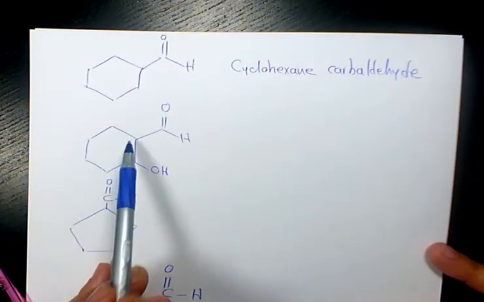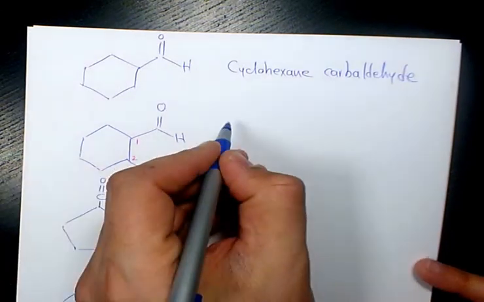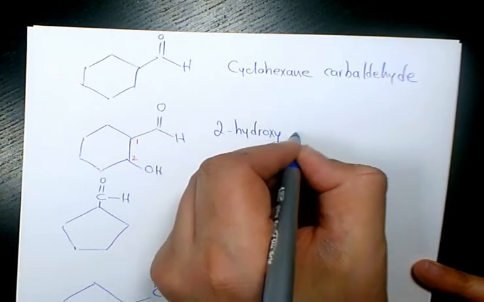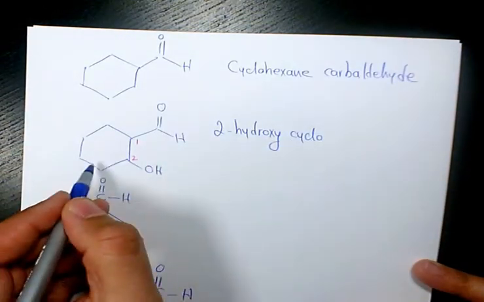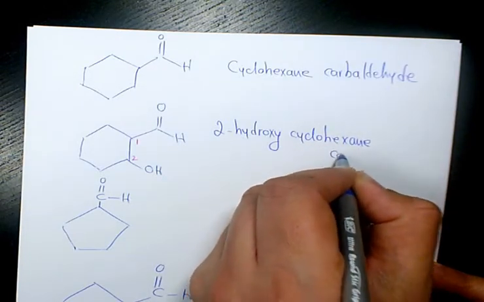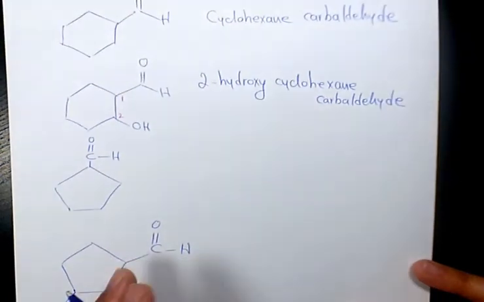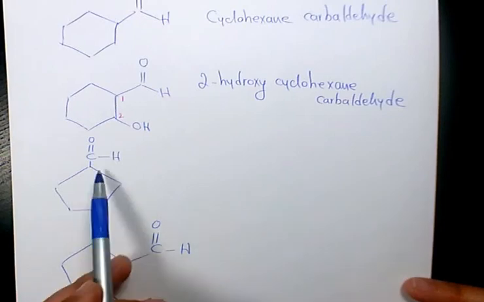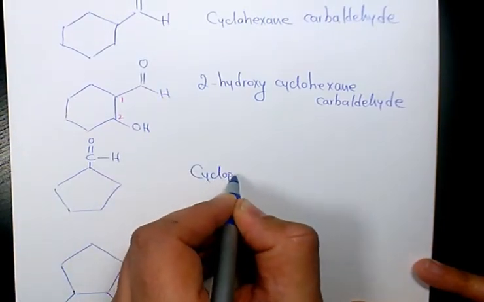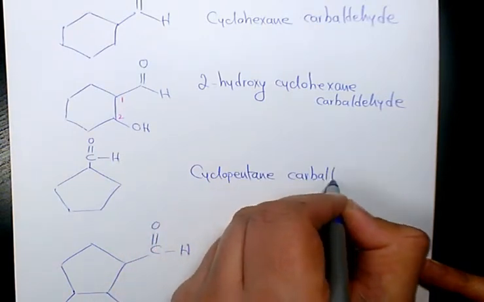This one is going to be number 1. This one is going to be number 2. So it's going to be 2-hydroxy cyclohexane carbaldehyde. This one we have 5 carbons, so I'm going to call this cyclopentane carbaldehyde.